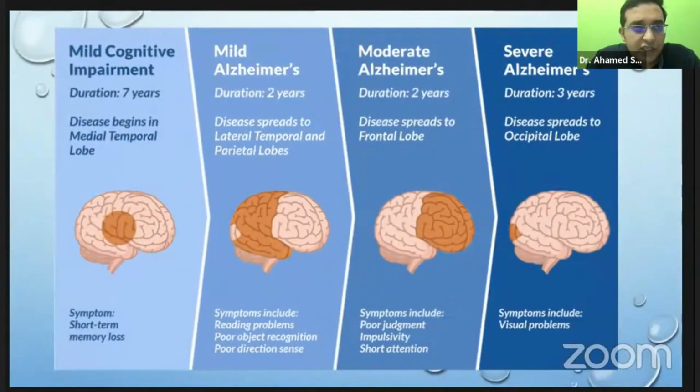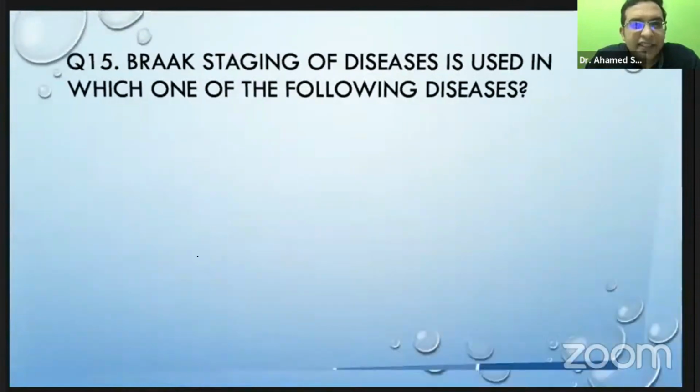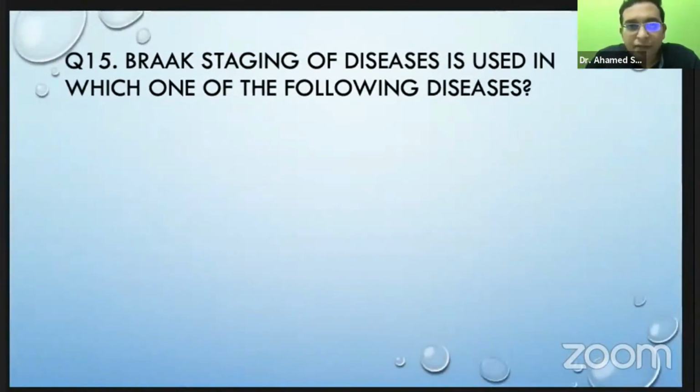So if you see, this is mild. First, there is short term memory loss, followed by language. All this we have seen. This table I had taken from Harrison. This page has been taken from Harrison. And this staging is called the Braak staging of disease.